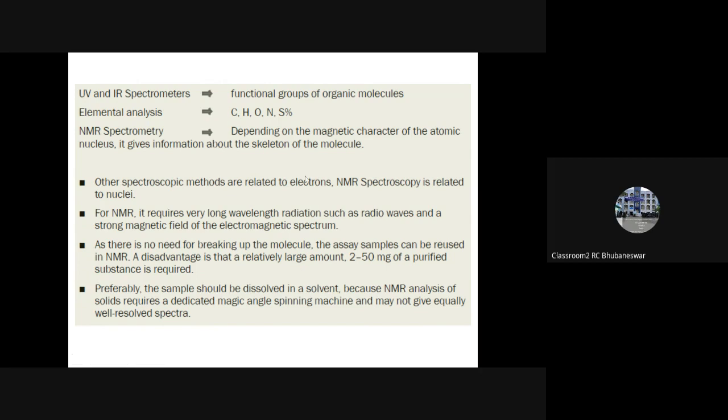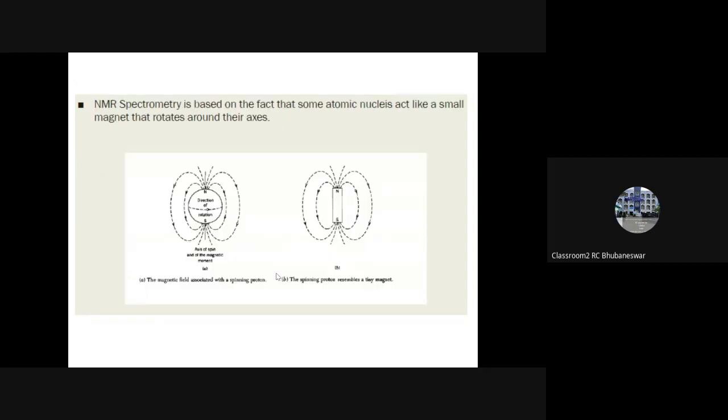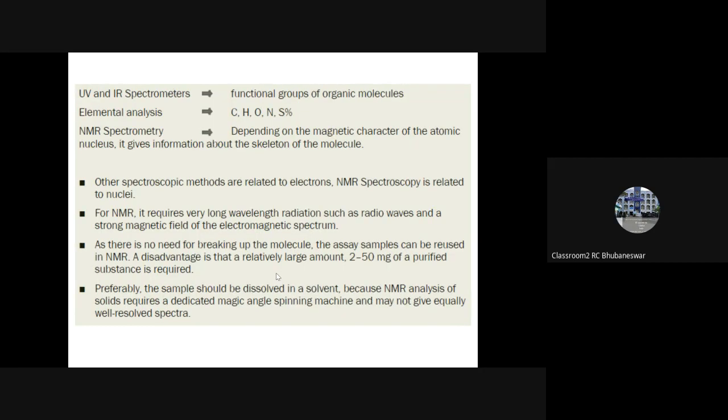Then NMR spectrometry, depending on the magnetic character of the atomic nucleus, gives information about the skeleton of the molecule. Other spectroscopic methods are related to electrons, whereas NMR spectroscopy is related to nuclei. This is a point you should understand, and this is the difference with NMR spectroscopy. NMR requires very long wavelength radiation, such as radio waves.